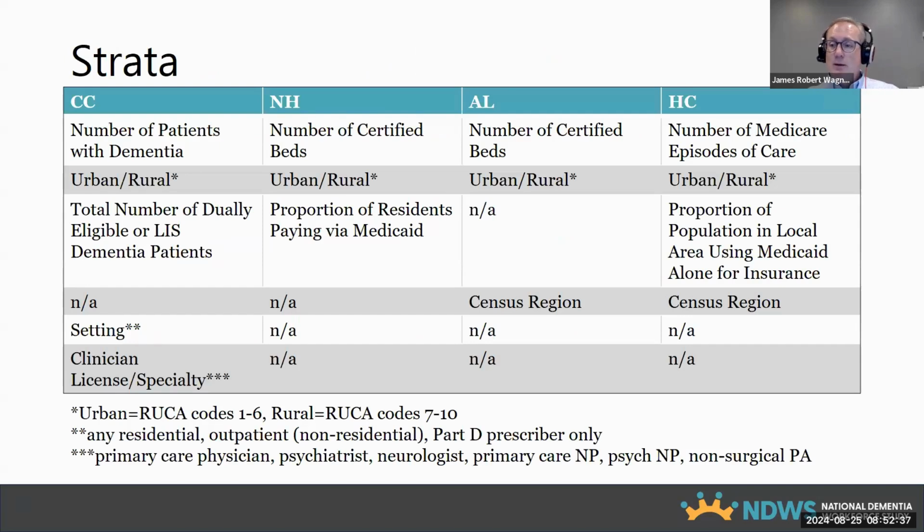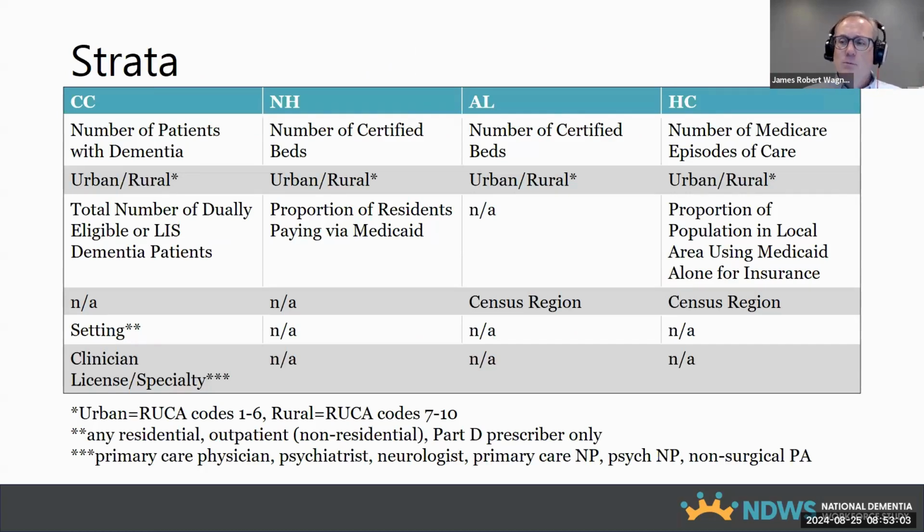All right, so stepping back now and looking at all of the surveys, here we're looking at the stratification that we've used to draw the sample in the first year, right? So we're looking across all 4 surveys. You'll see the community clinician survey on the far left, then the nursing home survey, the assisted living survey in the third column, and the home care in the fourth column.